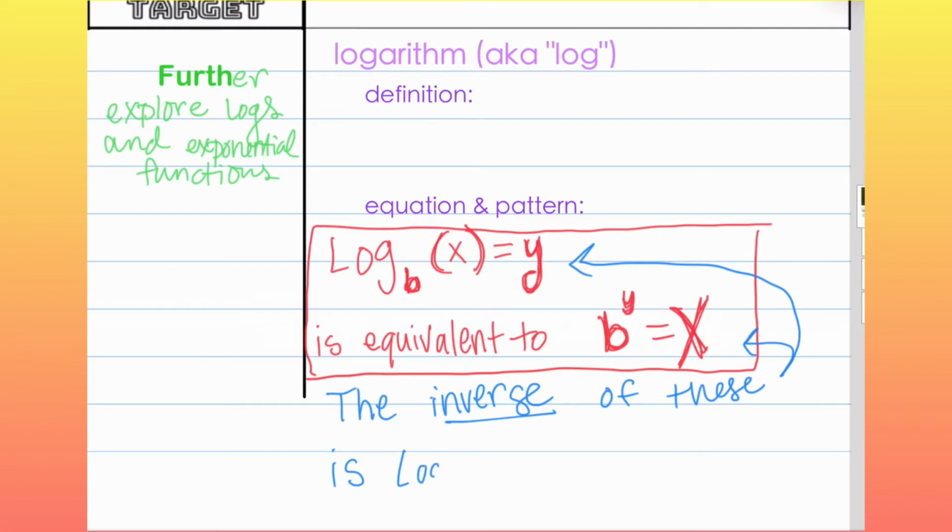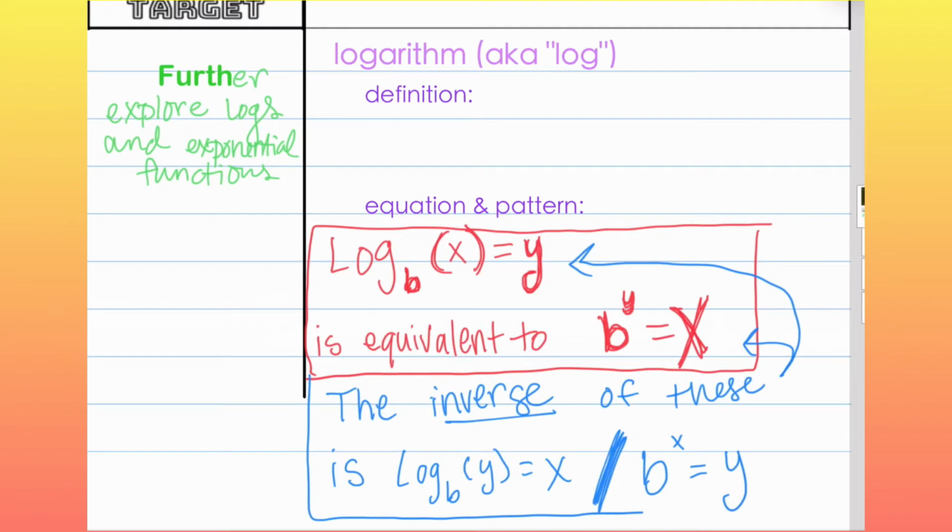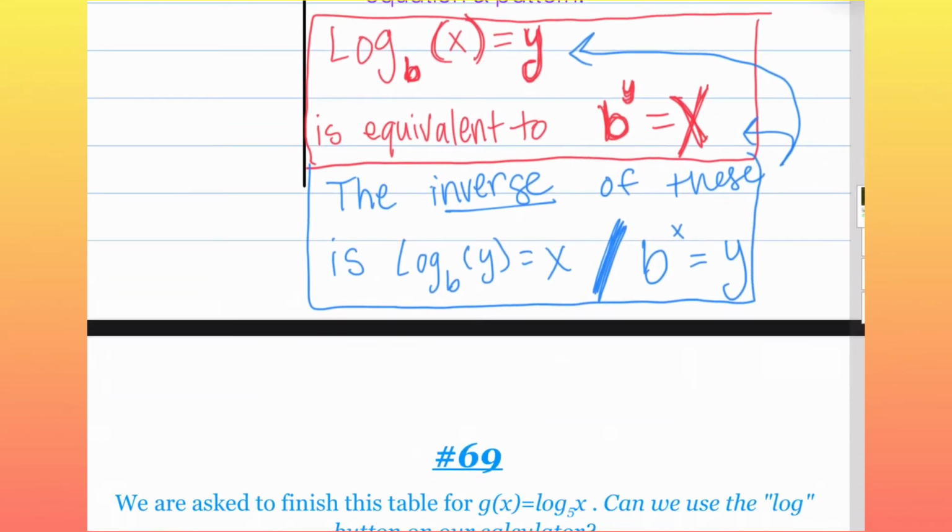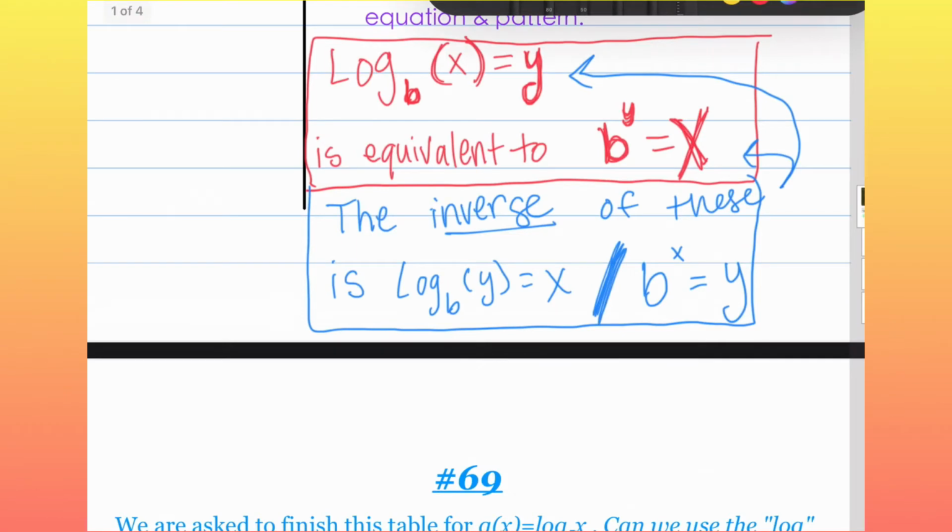Since what I've written in red are equivalent to each other, I've got log base b of y equals x as the inverse of both of these. But we could also write it in our exponential form, which means b to the x equals y is another way to represent the inverse of both of those red equations. I'm just going to write myself another reminder here that these two equations that I've written in blue are equivalent to each other.